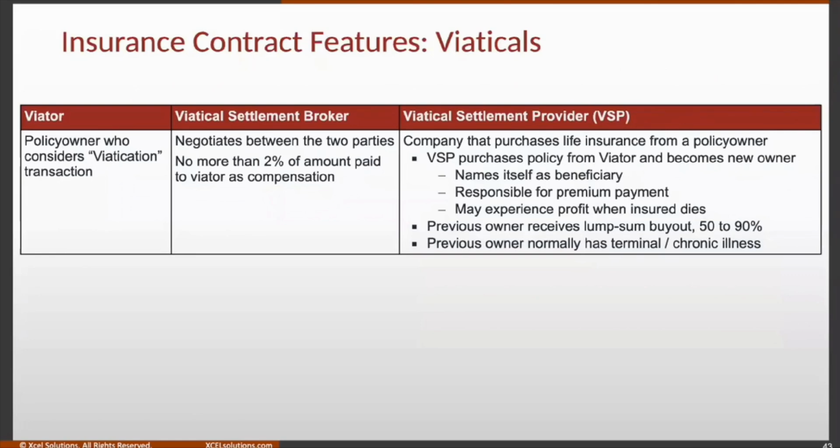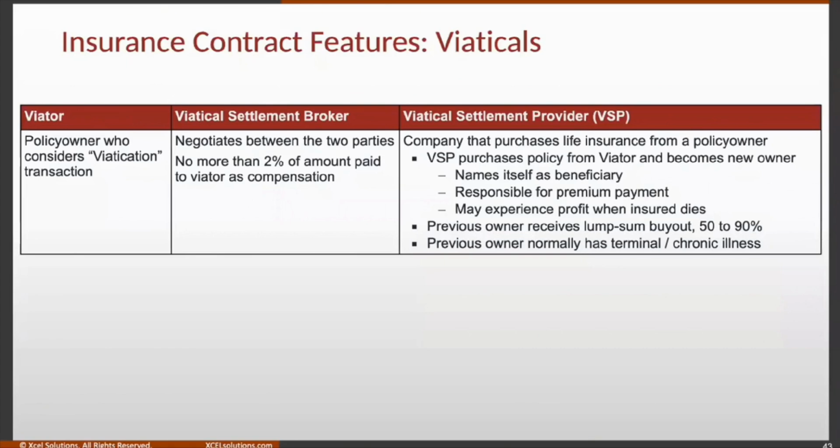A viatical settlement company acts kind of like a vulture because they're only interested in buying policies from people who have been deemed terminally ill. If a person has not been deemed terminally ill, then a viatical settlement company is not interested in buying your policy from you. You would have to seek out a life settlement company to do that, because viatical settlement companies are only interested in purchasing policies from people who have already been deemed terminally ill and will die within a relatively short period of time.